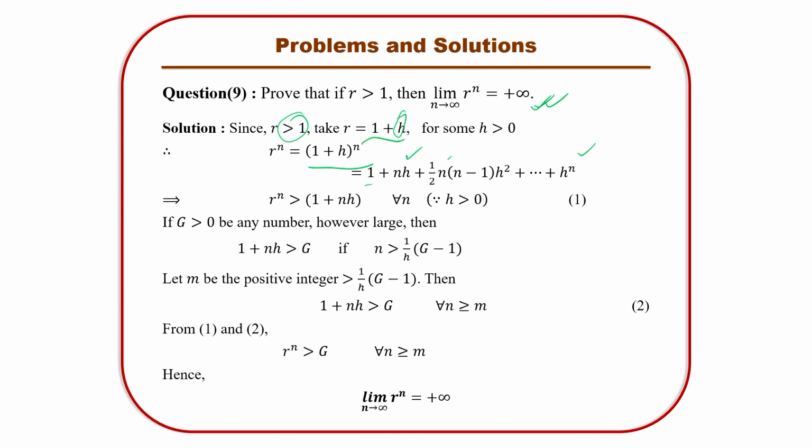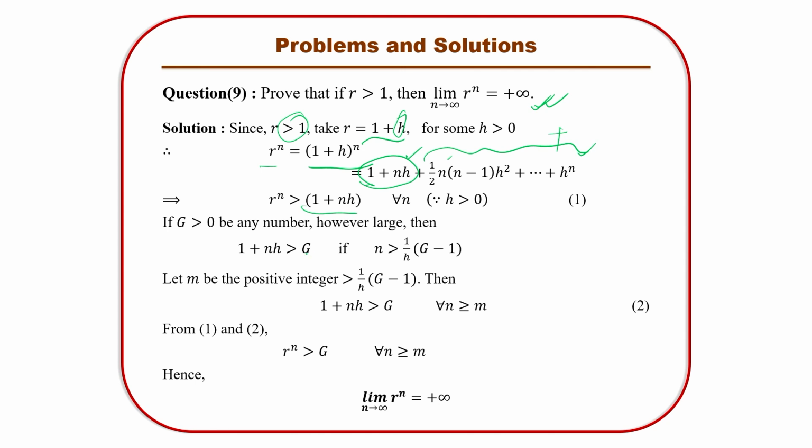So truncating all those terms and taking these two terms, r to the power n is also greater than this term, right? Because r to the power n has plus of these terms, these are all positive. Therefore, r to the power n must be greater than 1 plus nh. And why have I taken two terms only? You can take 2, 3, 4, 5, 6, it's up to you, but in general, to simplify the equations, you take two terms. That's enough.